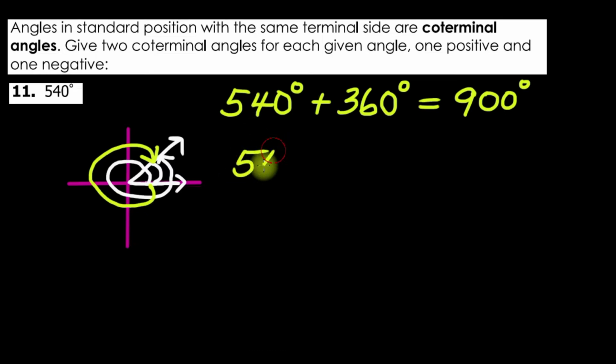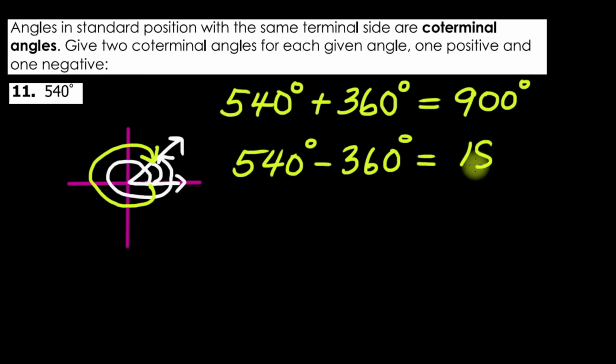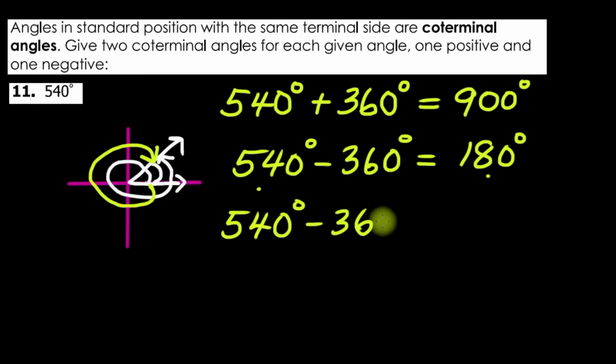Now, if I take 540 degrees and then I minus 360, this is going to end up with 180 degrees. Okay, so 180 degrees is a coterminal angle of 540, and it's positive. So here I found 2 instead of 1. Now to get the negative, I would have to minus 360 2 times, because if I minus 360 1 time, I end up with a positive number.